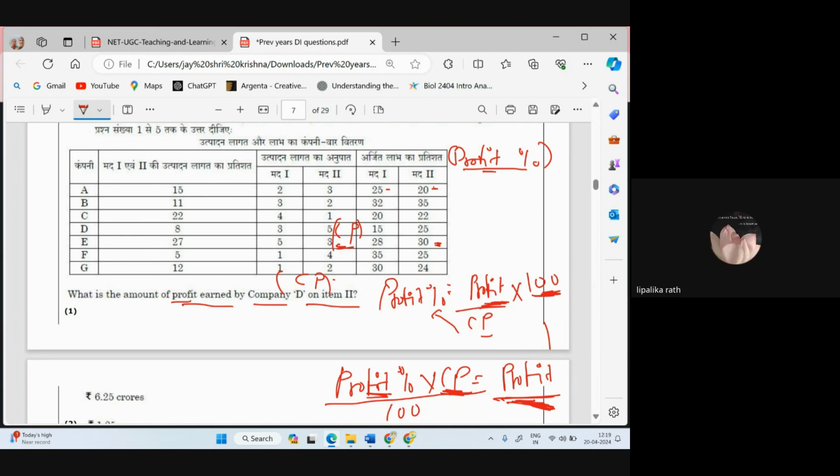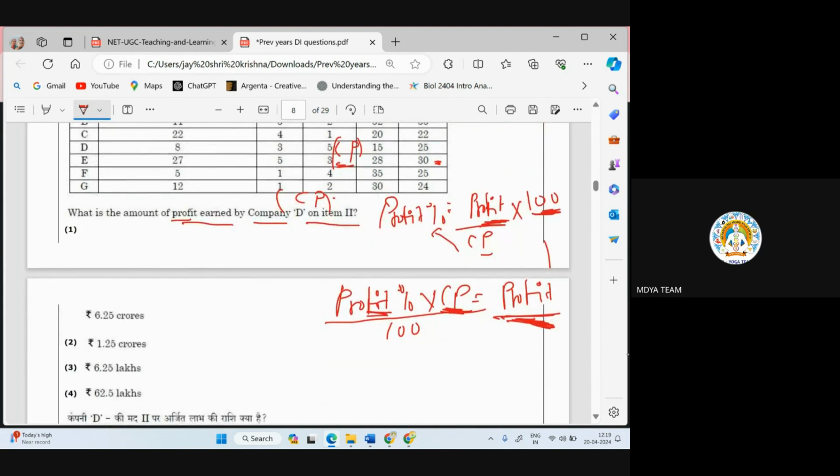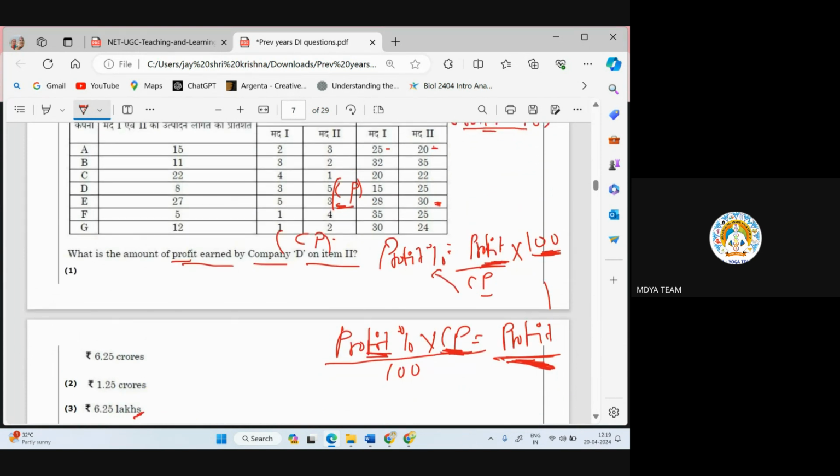Sir, 6.25 crores. 6.25. Sorry, lakh. 6.25 lakhs. Sorry, sorry. Okay. Yes. Okay. Very good. Now we will try to solve this for the remaining people who are having some doubt.